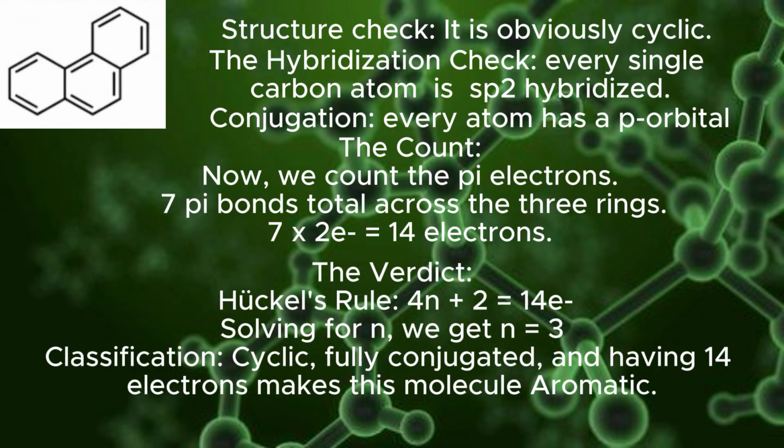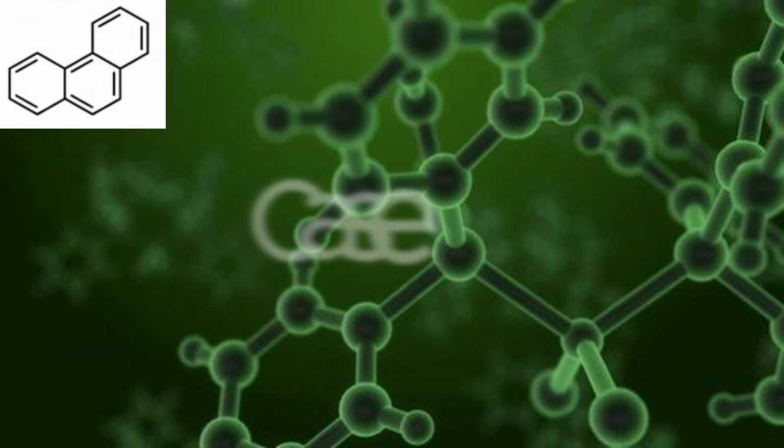The verdict: now we apply Hückel's rule, 4n plus 2 is equal to 14. Solving for n, we get n equals 3. Since 3 is a whole number, this molecule satisfies the electron count requirement for stability. Classification: cyclic, fully conjugated, and having 14 electrons makes this molecule aromatic. Phenanthrene proves that no matter how many rings you fuse together, if the p orbitals form a continuous loop and the electron count fits 4n plus 2, you have an aromatic system.